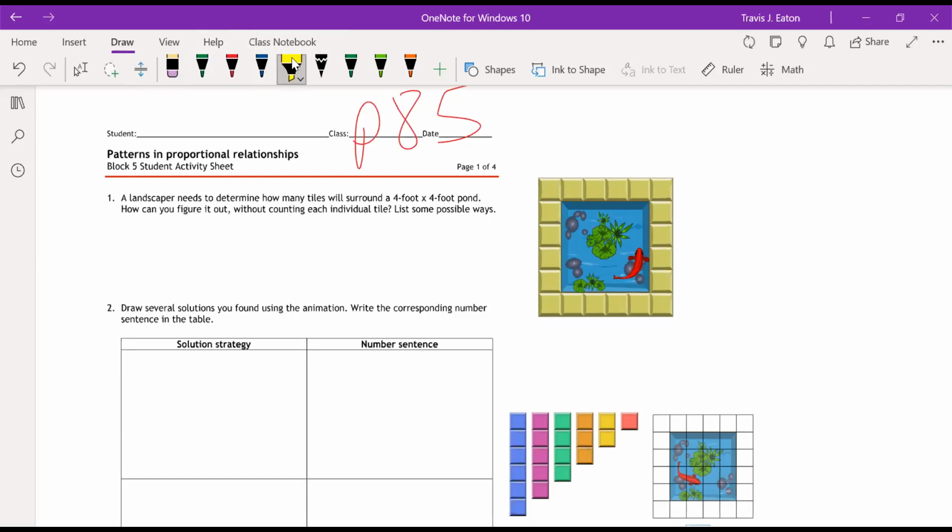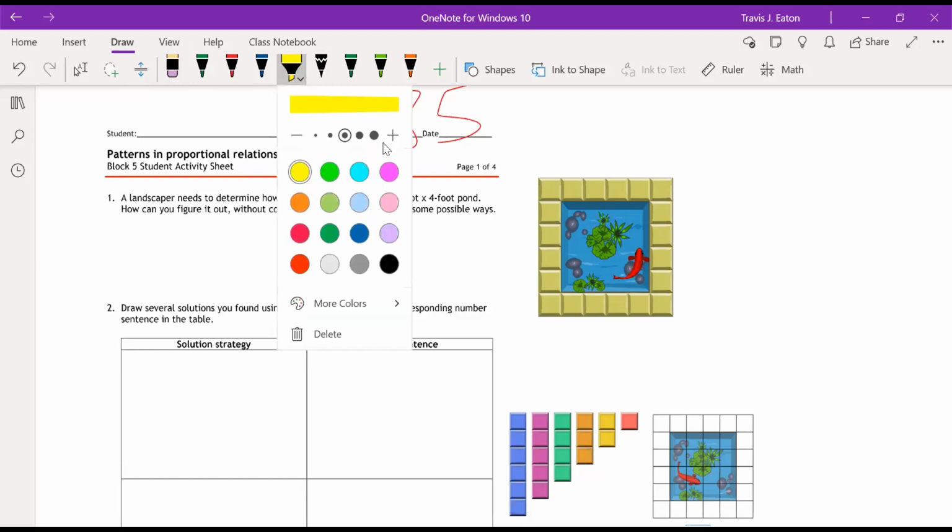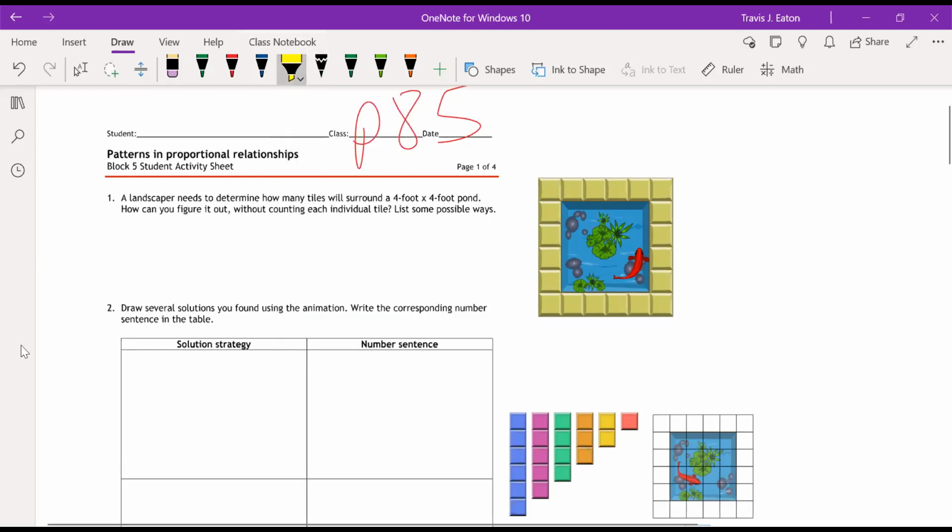So let's see if we can figure that out, shall we? Oh yes, let's, Mr. Eaton. All right. What they mean by counting each individual tile, right? That would be 1 plus 1 plus 1 plus 1 plus 1. That's really tedious, right? So we don't want to do that. So what's another way that we could take care of this particular situation? Anybody have any glorious ideas?